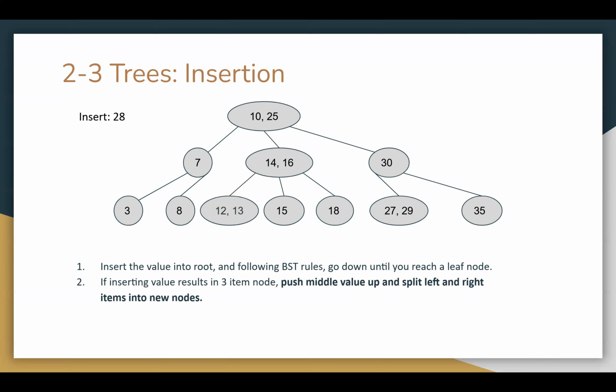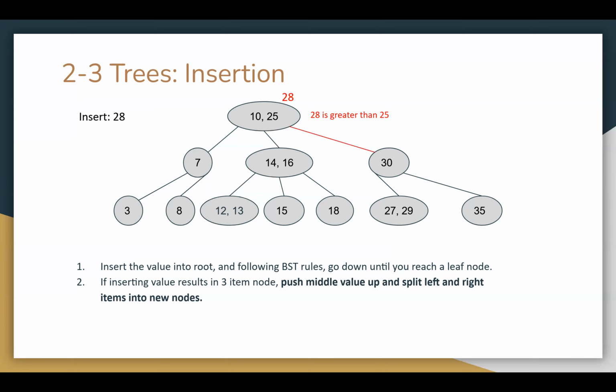The next rule is if we're inserting a value into a node and that results in a three-item node, that's illegal because this is a 2-3 tree. We can have at most 1 or 2 items within a leaf node. So therefore, if that happens, we have to push the middle value up and split the left and right items into new nodes. So let's give an example right now. Let's try to insert 28 into this 2-3 tree, and feel free to just look at this and try to do the same thing and follow along with me.